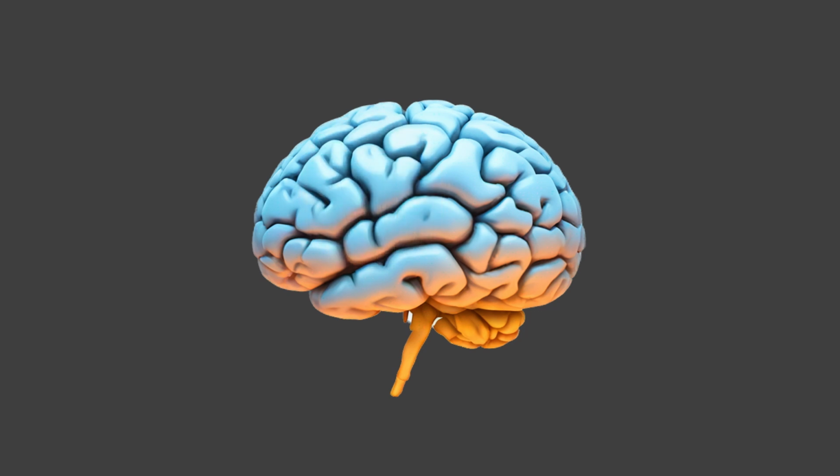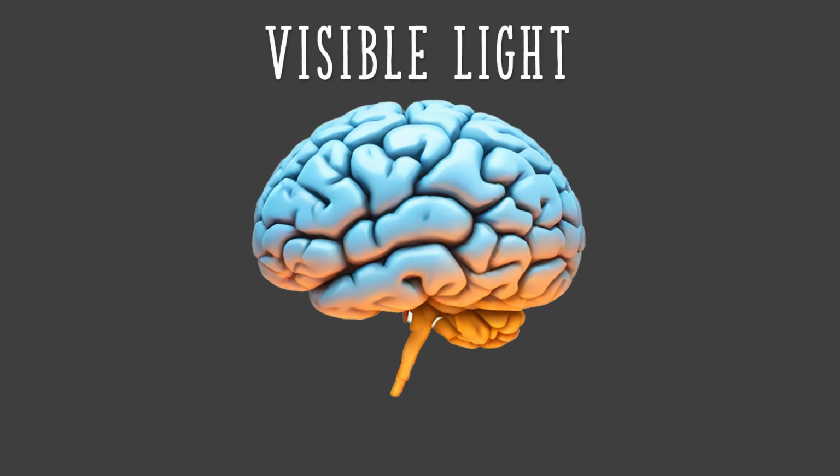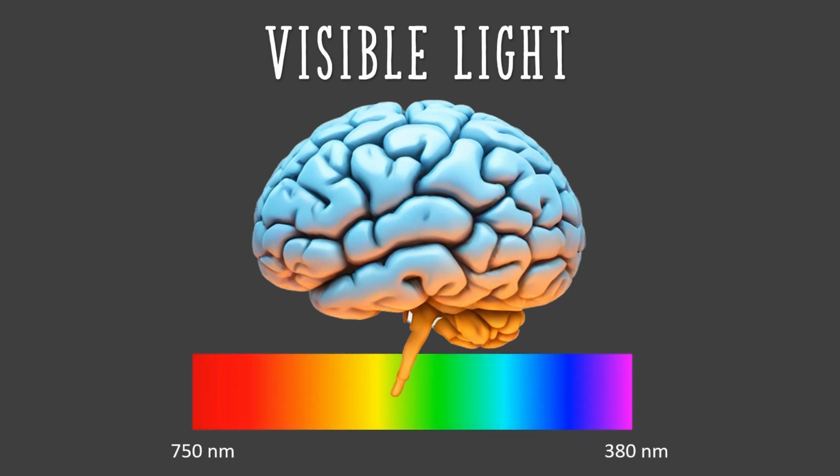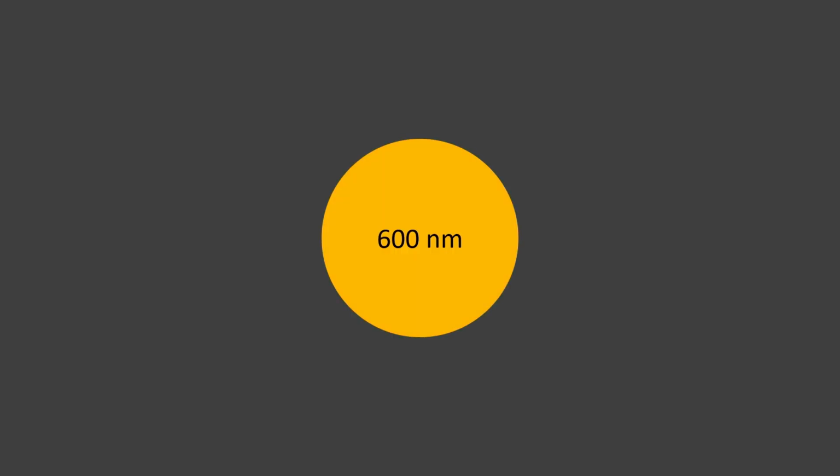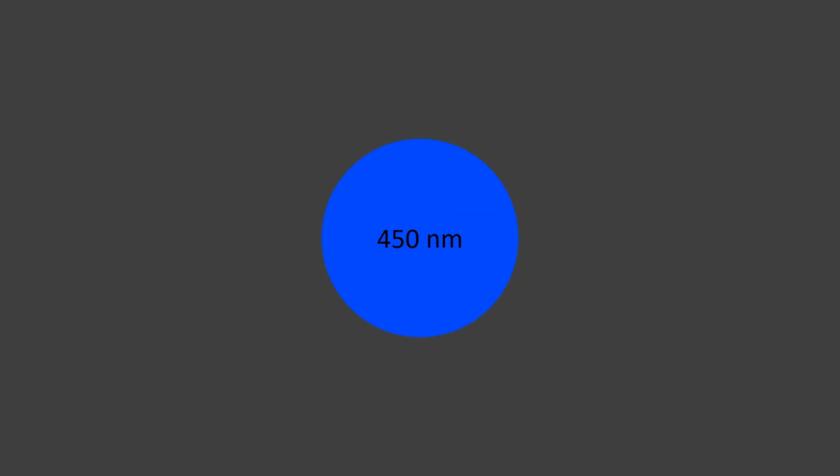The part of the electromagnetic spectrum that can produce this sensation is referred to as visible light. Its wavelengths range from approximately 380 to 750 nanometers. Each wavelength corresponds to a specific color. The combination of all wavelengths appears as white.